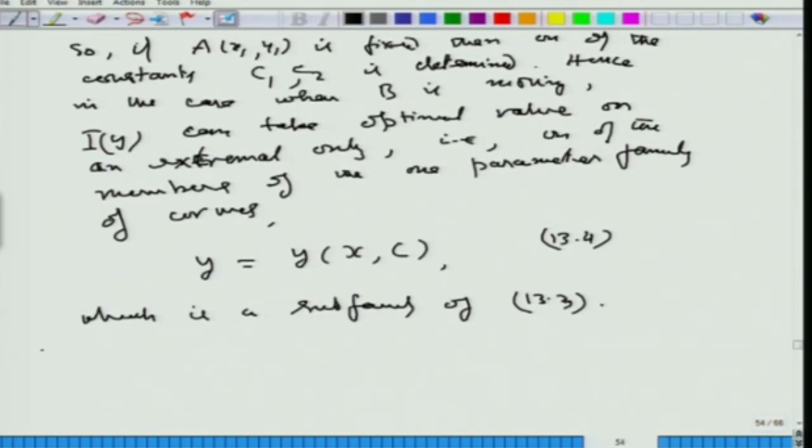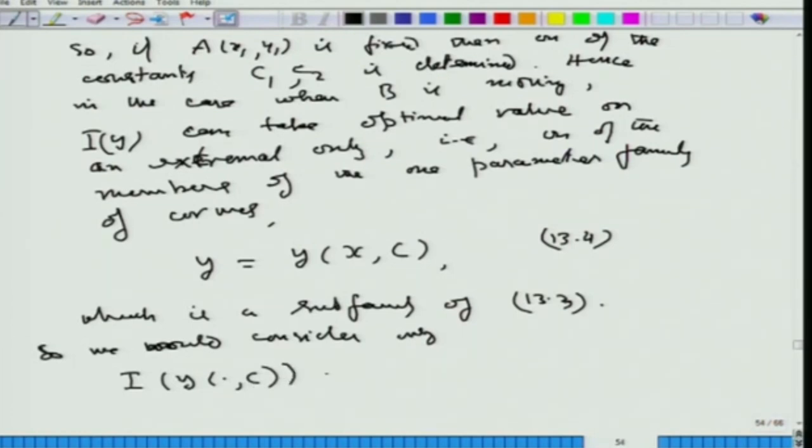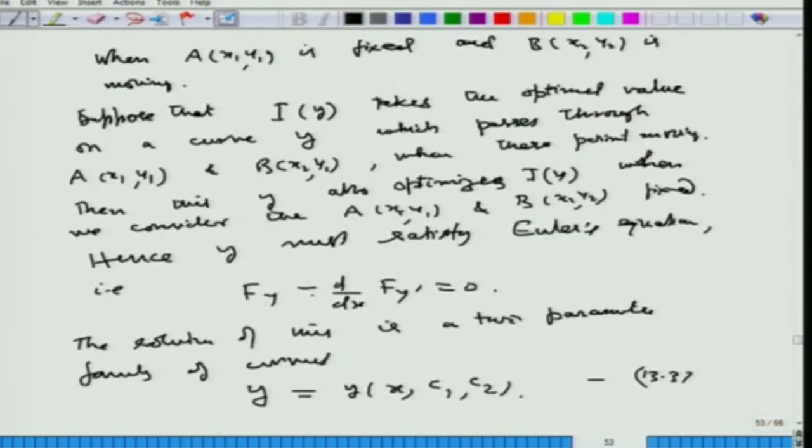So, we would consider only I[y], which is a function of the parameter c also, like this. So, you have the integral from x1 to x2 of f(x, y(x, c), y'(x, c)) dx. So, we will find the optimal value of this over the family of curves. So, we will be doing all the calculation here over the family of these one parameter curves given by 13.4, which are the solutions of this Euler's equation.